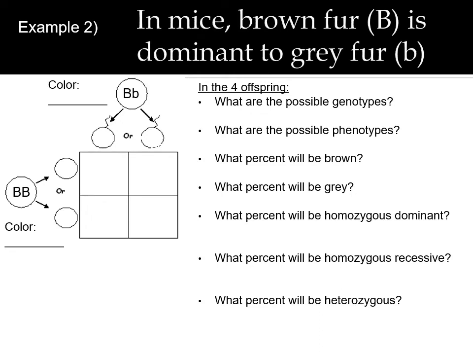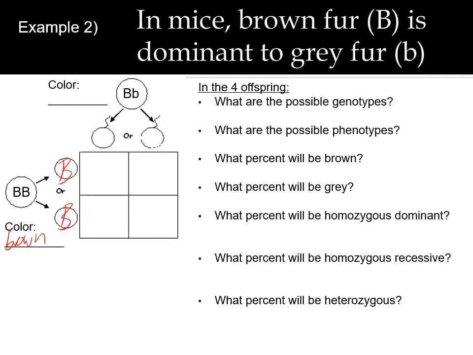All right, it says in mice, brown fur, big B, is still dominant to gray fur, little b. I think the next example will be a little bit different, but we're still on this for now. So I'm just going to go fill my thing in here again. On the left side, mom still has those two big B's, so she's still going to have brown fur. Maybe it's the same mouse even, and big B right here is the only option.